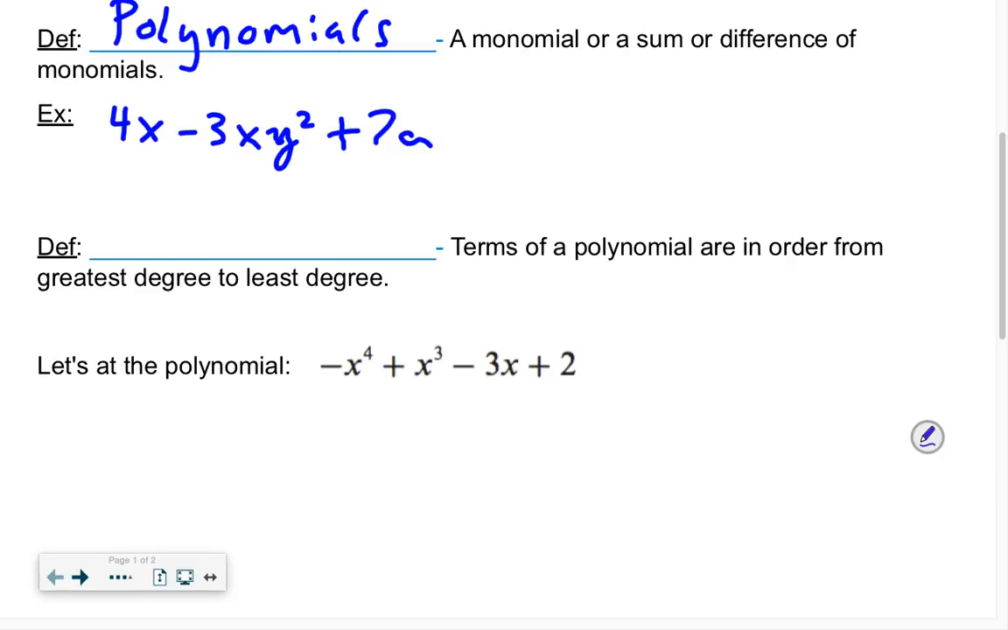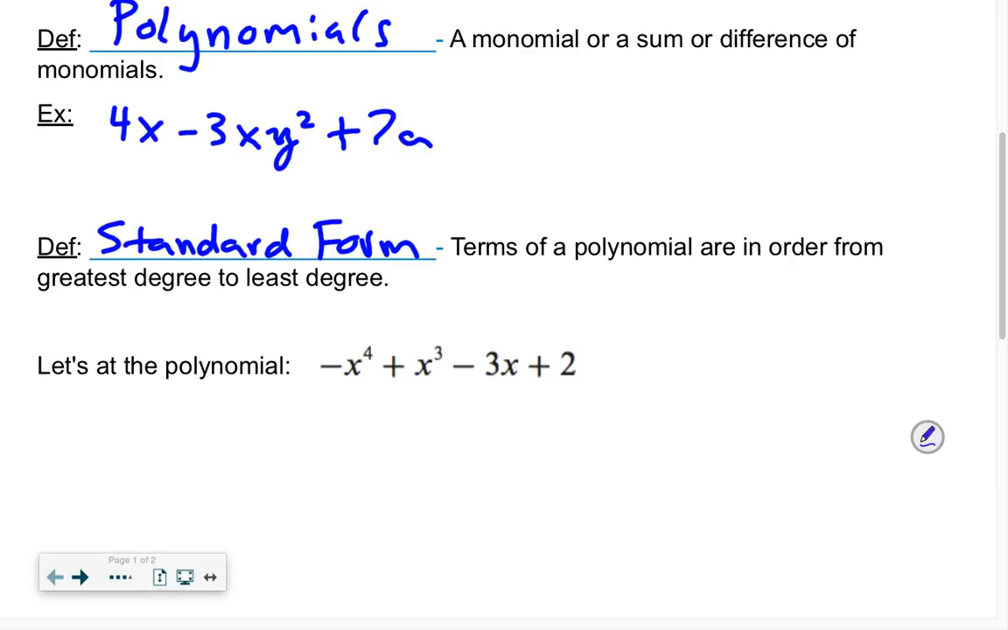Another term that we need to talk about is when we work with multiple terms, we like to put them in what we call standard form. Standard form is when, first of all, we need to simplify the expression if we can. Look for those like terms if they exist. And then what we like to do is put them in descending order, which means we start with our greatest degree and work down to our least or constant term if it exists.